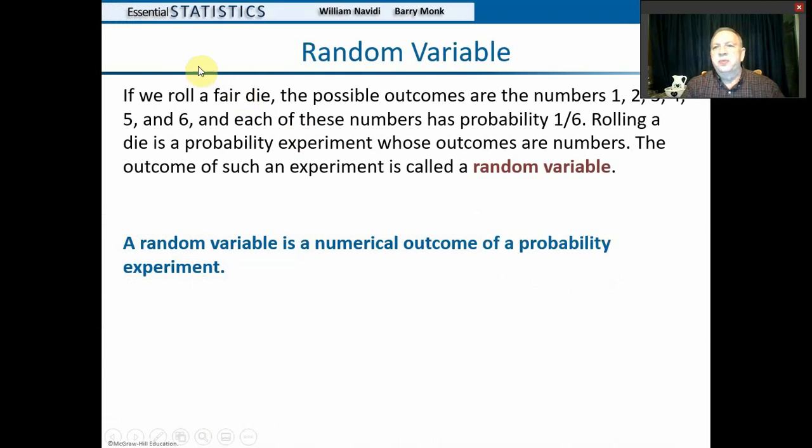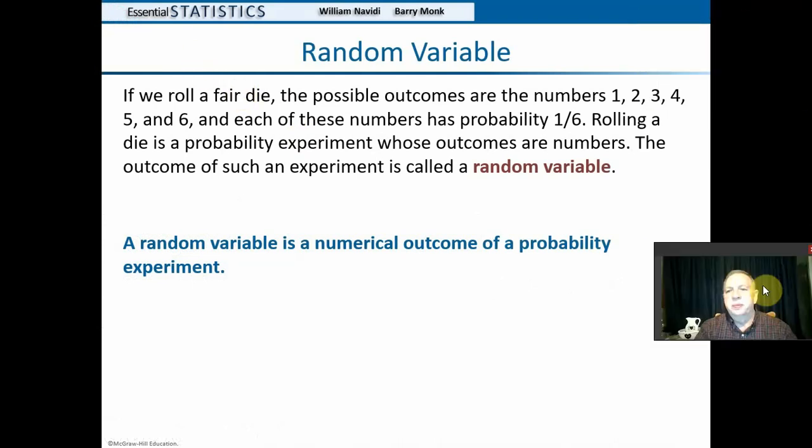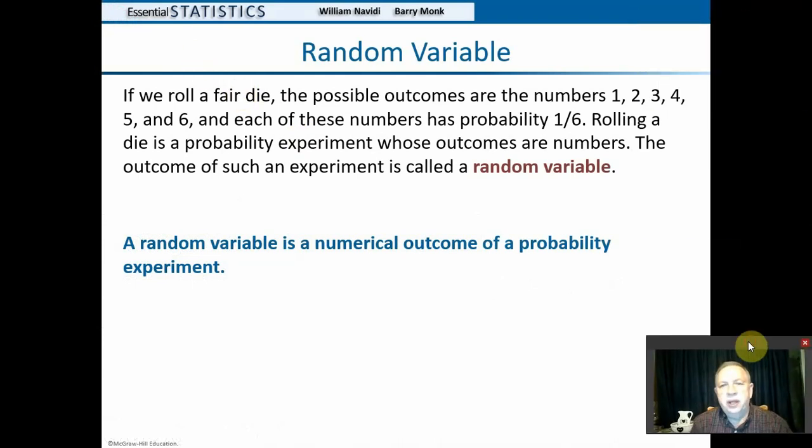So let's think about this. If we roll a fair die, the possible outcomes are the numbers 1, 2, 3, 4, 5, and 6. And each of these numbers has probability 1/6. Rolling a die is a probability experiment whose outcomes are numbers. The outcome of such an experiment is called a random variable. So we do an experiment, and we'll get that random variable, which could be the 1, 2, 3, 4, 5, or 6. So a random variable is a numerical outcome of a probability experiment.